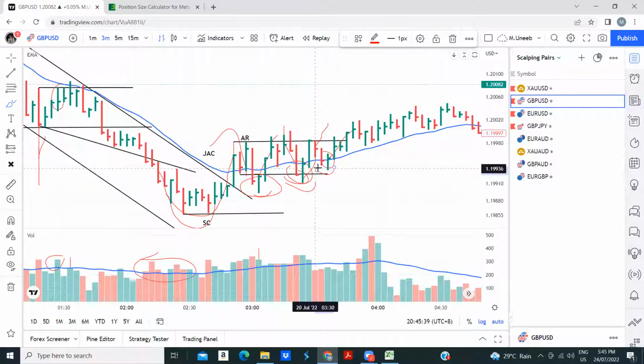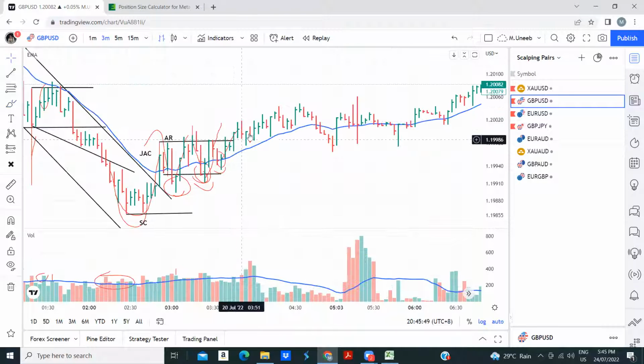VCP pattern. This VCP pattern shows you obviously a reaccumulation. Obviously, after JAC, we also have a reaccumulation. We can also enter right over here. We know that the price will go up, at this VCP pattern.